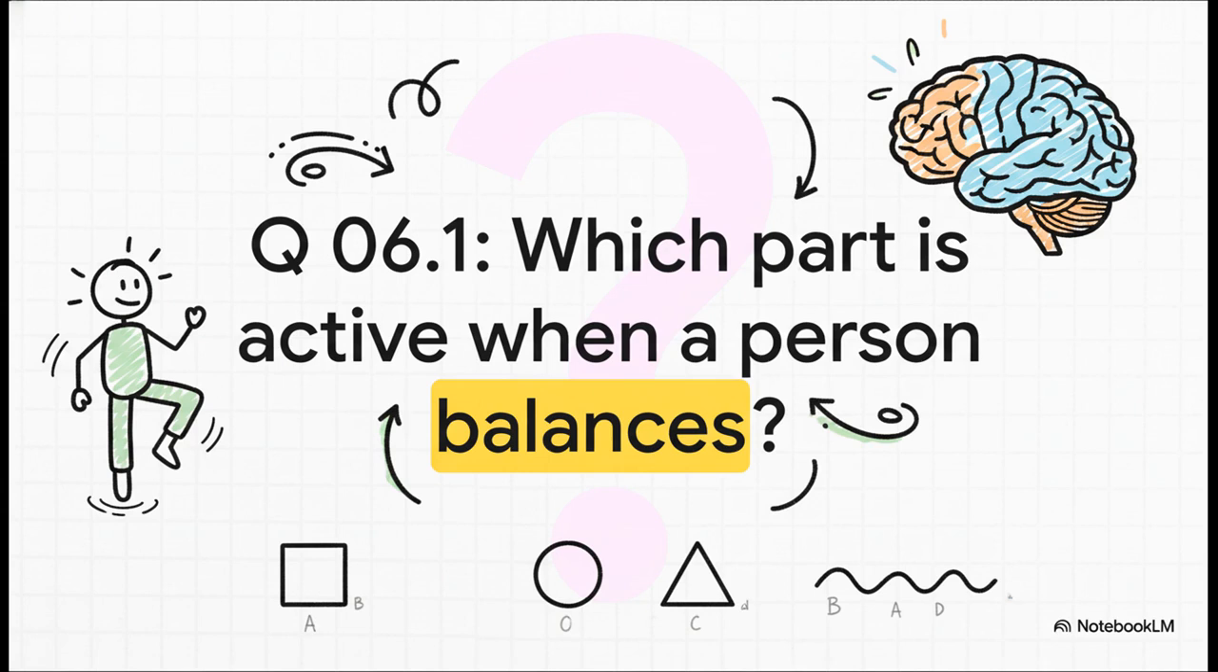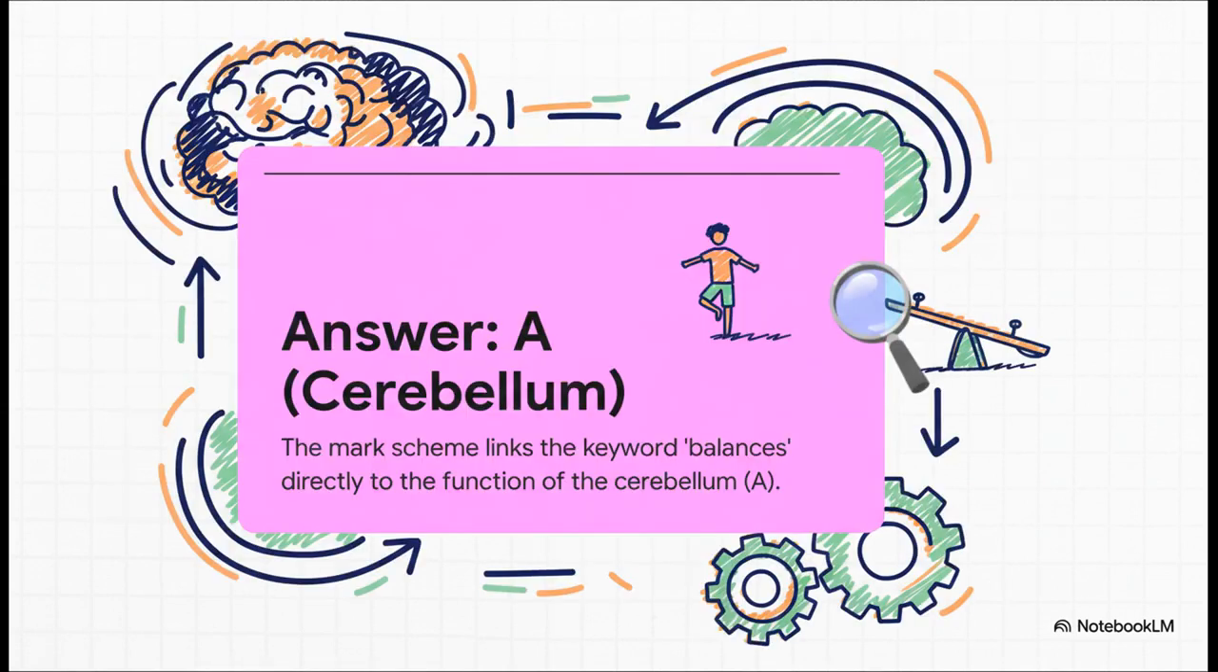Okay, first up, question 6.1. It's just for 1 mark, and it asks, which part of the brain becomes more active if a person balances on 1 leg instead of standing on 2 legs? And you've got the options A, B, C, or D. And the mark scheme is super clear on this one. The answer is A. See that keyword? Balances? That is a direct signpost pointing straight to the function of the cerebellum, which, as we saw, is labeled A. It's a simple link. Keyword in the question, function of the brain part, done.